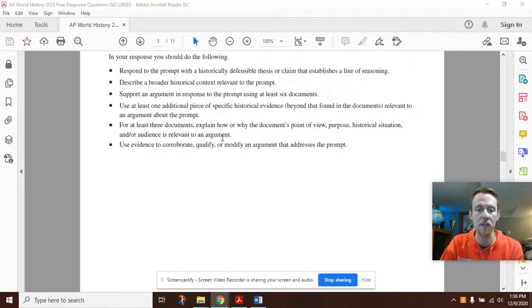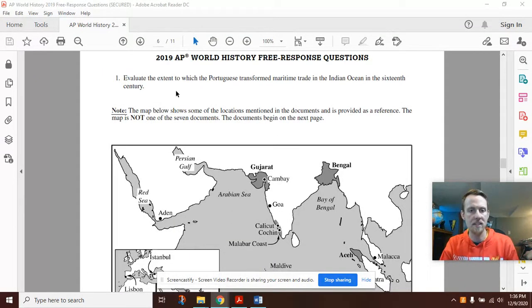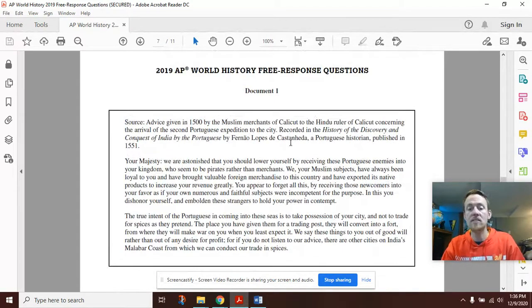Here's roughly how they look. This is an actual one from 2019, and you'll notice the format. They give you a prompt. The prompt for this one says, evaluate the extent to which the Portuguese transformed maritime trade in the Indian Ocean in the 16th century. It's going to be your goal to come up with an answer to that question. To what extent? A little bit, a lot, not at all. And to help you, they give you these 7 documents.